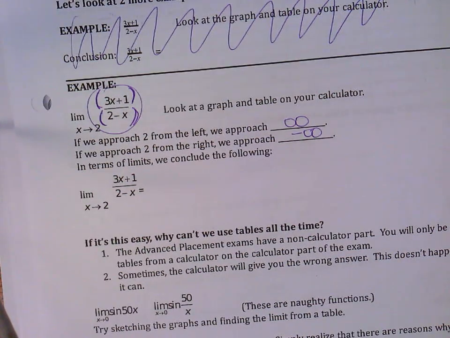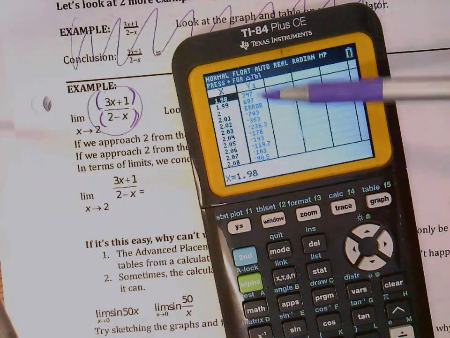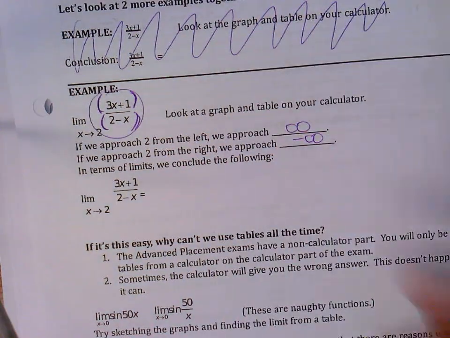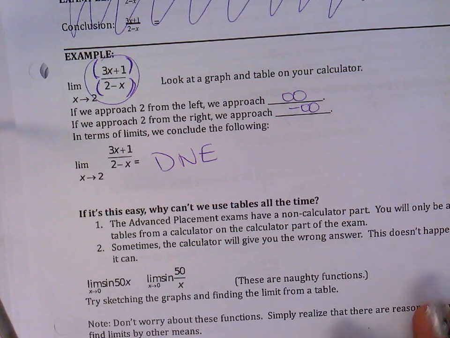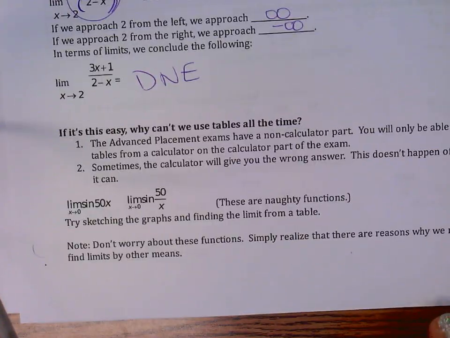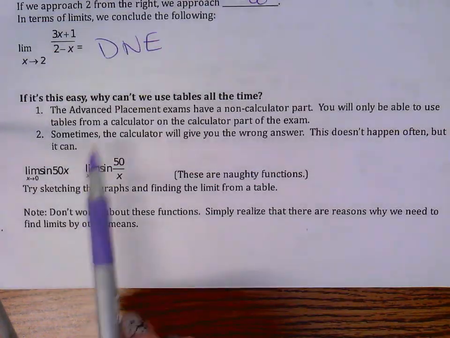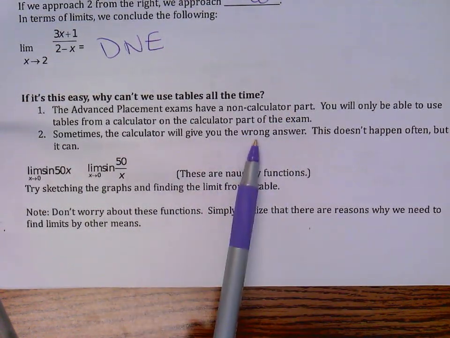Let's see here. So I got that from the left, it's going to positive infinity. From the right, it's going to negative infinity. So we say that the overall limit does not exist because they did not match up. So this says, if it's that easy, why can't we do this all the time? Well, because there is a non-calculator part, and sometimes the calculator will give you the wrong answer.